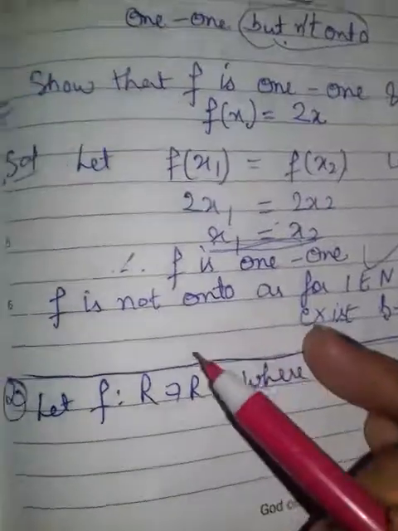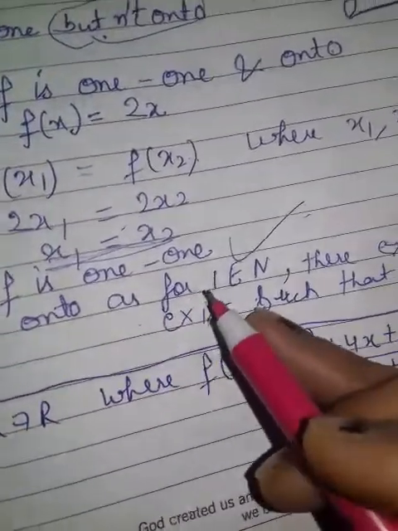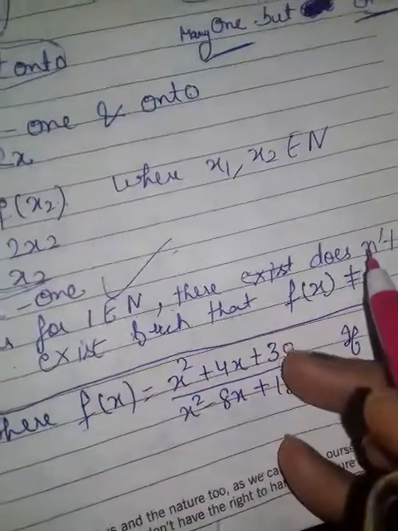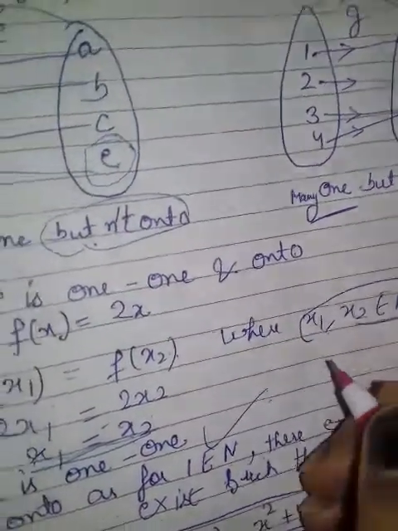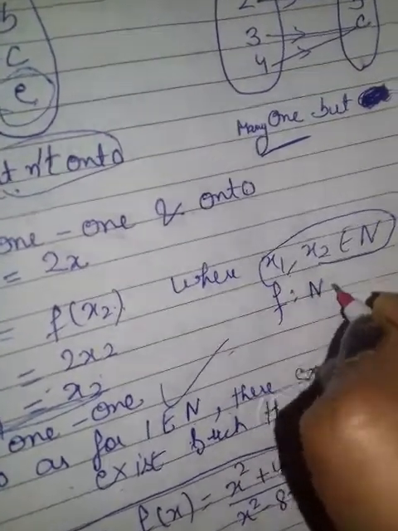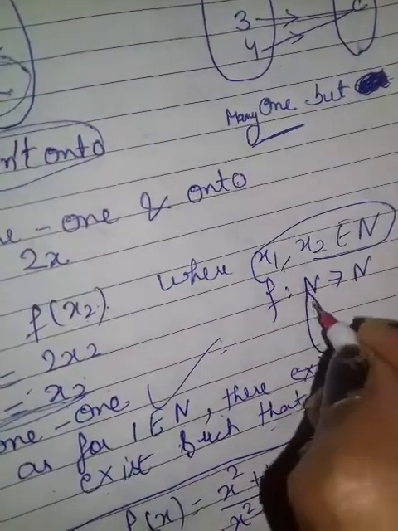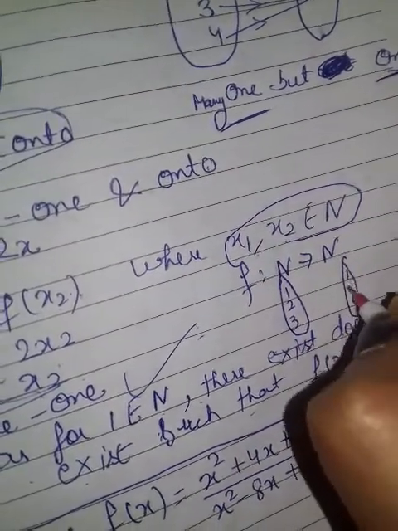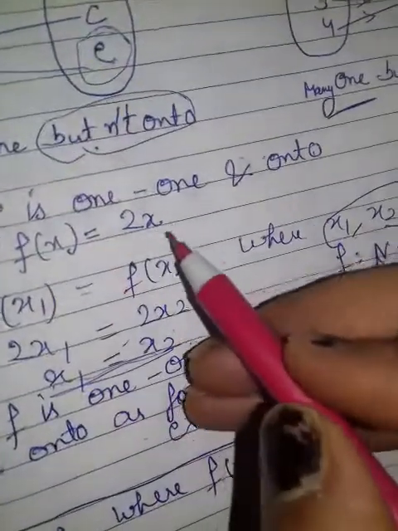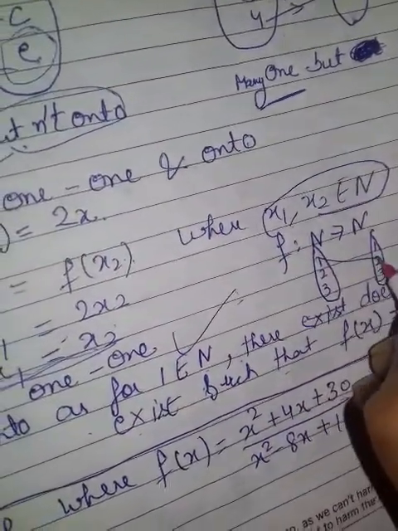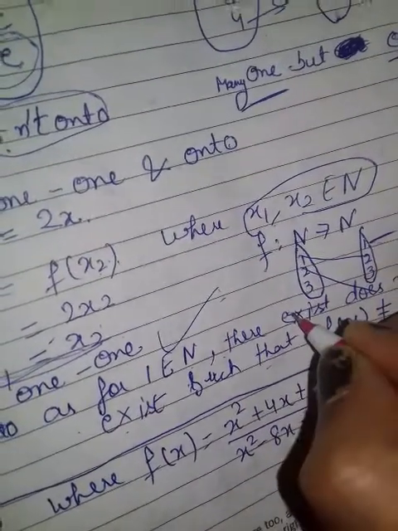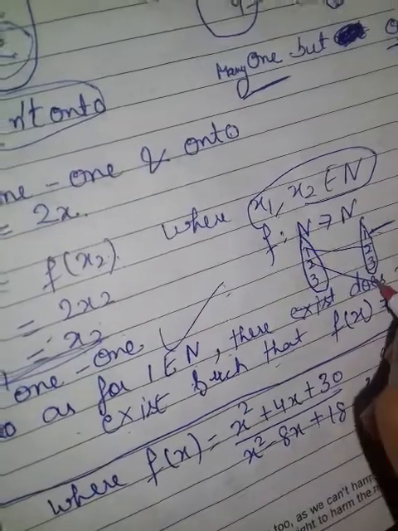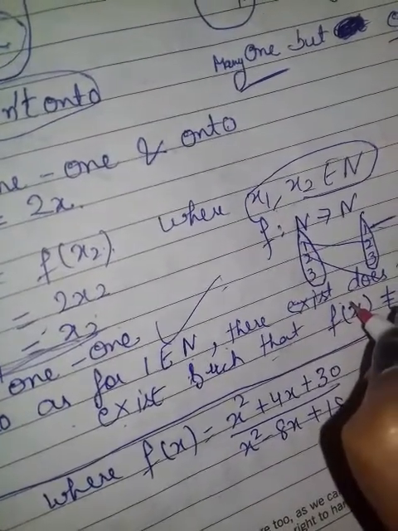Now f is not onto. For 1 belonging to N, there does not exist x such that f(x) equals 1. Here the function is on natural numbers, from N to N. If you put 1 you get 2, if you put 2 you get 4. So some elements have no pre-image, and therefore it is not onto.